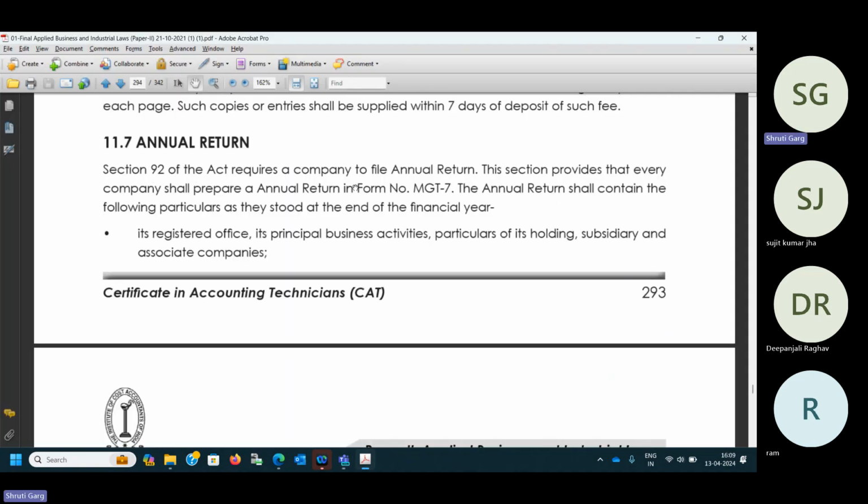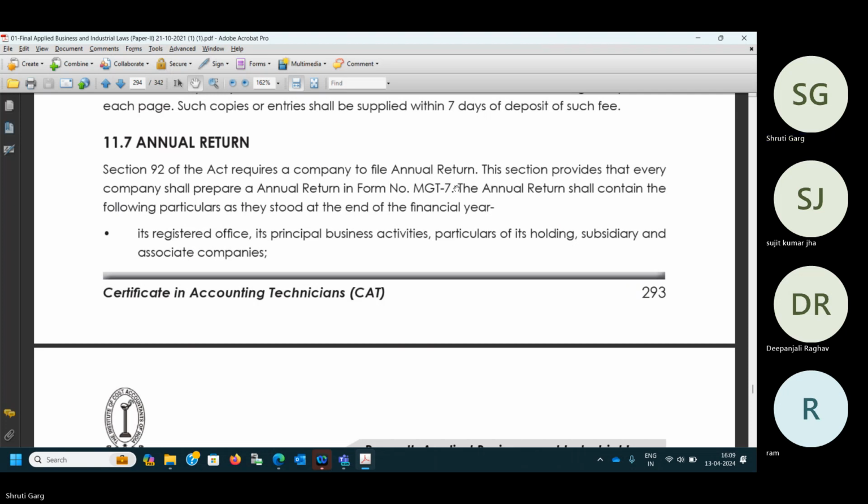Section 92 of the Act requires a company to file an annual return. This section provides that every company shall prepare an annual return in form number MGT 7. Yes, this is the main form for every company. This is a very important form for every company. Annual return, yes, every year with the financial statement in form number AOC 4. A company has to file its financial results and annual return.